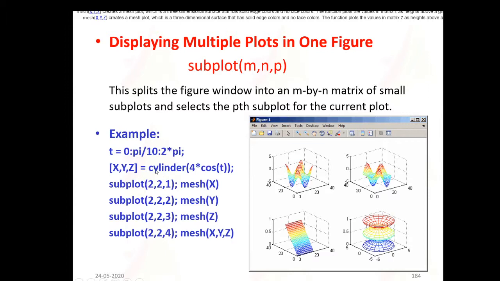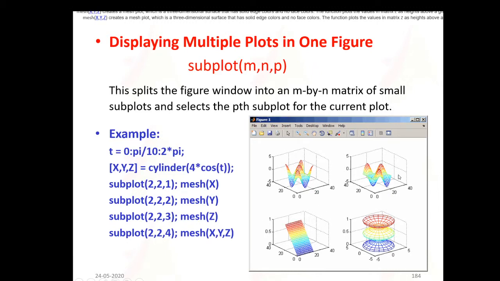There is one more command called cylinder. It is going to make the cylinder 4 into cos t. Okay, you get the values of x, y, and z available here. Now I am going to make the subplot 2 comma 2 comma 1. That is, the figure window is divided into 2 by 2, that is 2 rows and 2 columns, in which the first figure is the mesh of x, the second figure is the mesh of y, the third figure is the mesh of z.